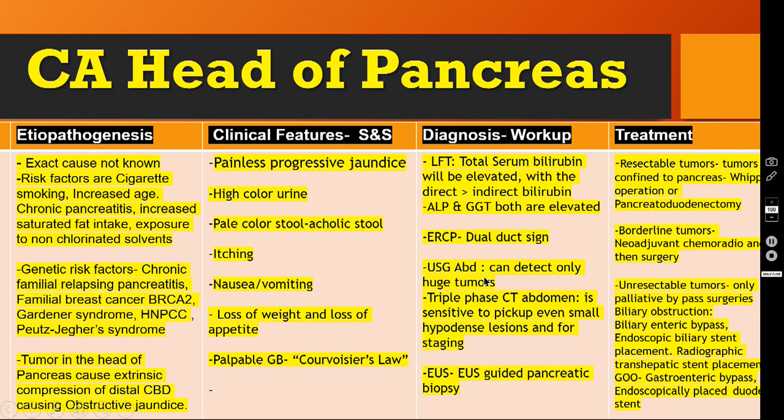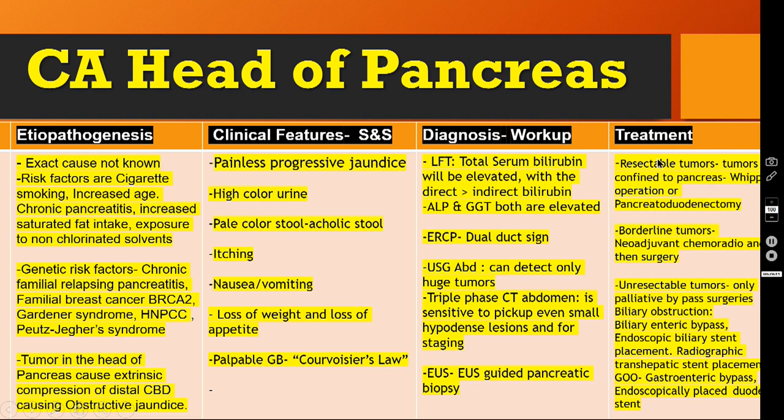If you do ultrasound of the abdomen, you can detect only very huge tumors. In CT abdomen, you have to do what is called triple phase CT abdomen. This is sensitive to pick up even small hypodense lesions, and it is very important for staging purpose also. EUS guided pancreatic biopsy also you must do to confirm the diagnosis.